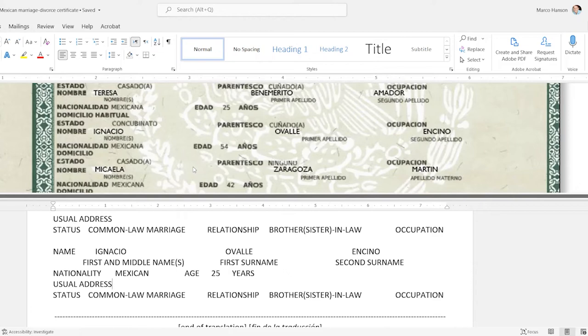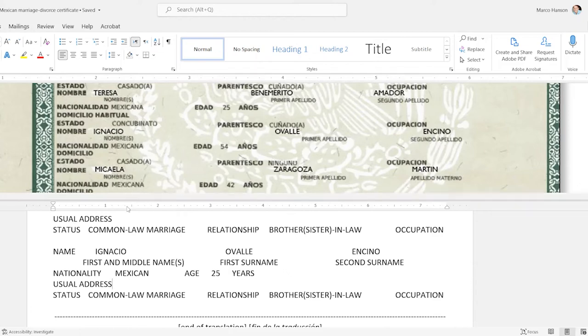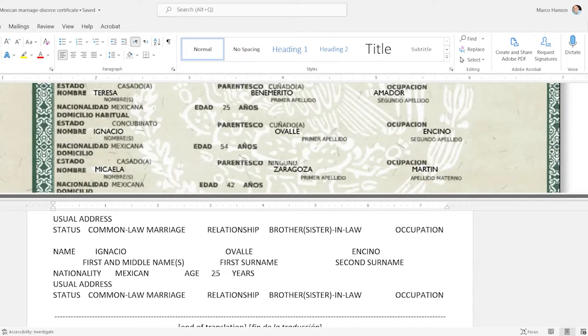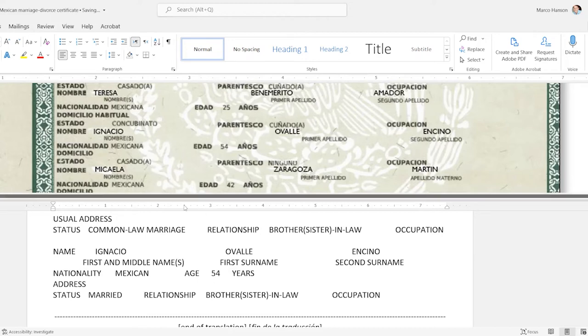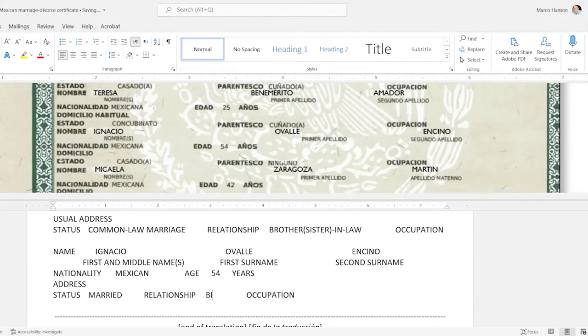Ignacio Ovalle Encino. Okay. Nombre, apellido, segundo apellido, 54. I'll change this. Good. Usual address. No, we've gone back to just domicilio. I don't know why they took out the word habitual. That doesn't make any sense, but whatever. You just status. I would say married, even though it's a different part of speech for marriage. That feels right to me. Parentesco, ninguno. Relationship, none.